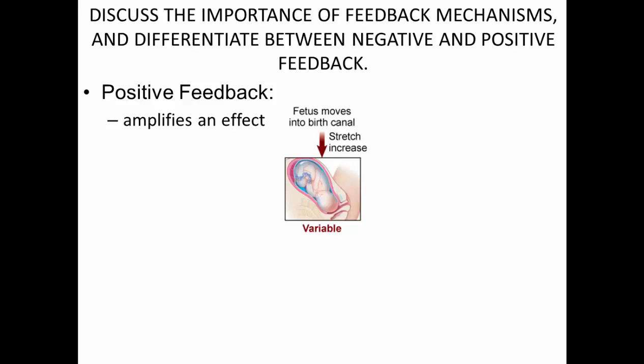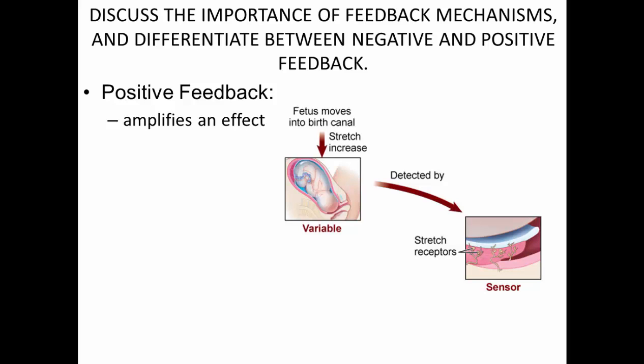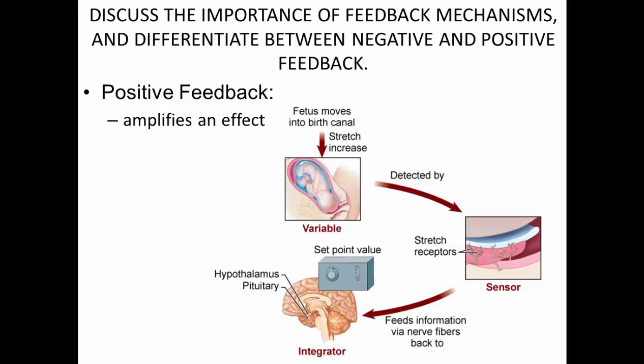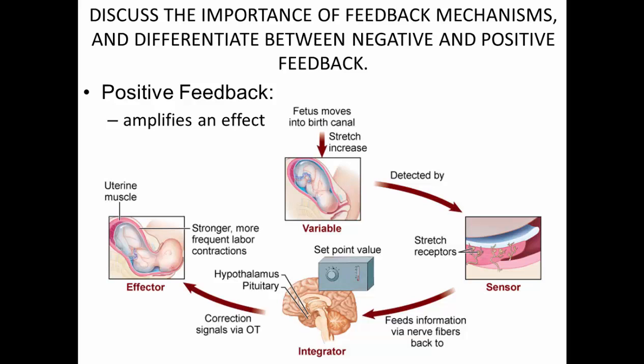And so here we have this variable of the baby has filled the uterus and it is starting to press down on the birth canal. And so there is stretching going on in the lower portion of the uterus. So what happens is it is sensed via these stretch receptors near the baby's head in the uterus itself. And then those sensors send information to the integrator, to the brain. Then the brain, instead of causing the baby to stop pressing on the uterus by maybe relaxing the uterus, it actually causes the uterus to contract even more.